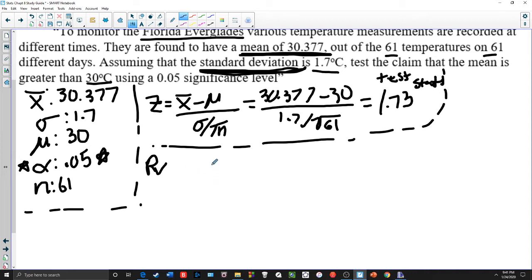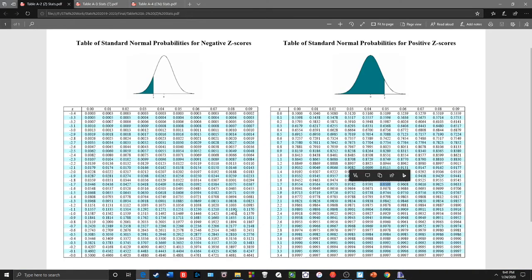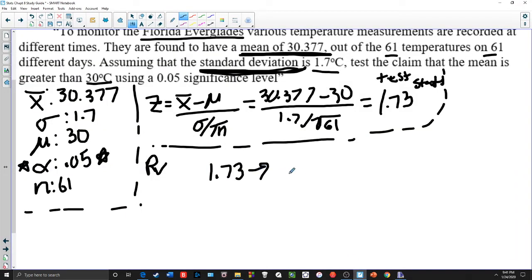So what I'm going to do is take 1.73, that's the test stat. I'm going to look that up in my table and figure out what p-value comes with that. So 1.70, 1.71, 1.72, 1.73. So 0.9582. Let's go to that. 0.9582. Then I need to see if it's a right or left tail.